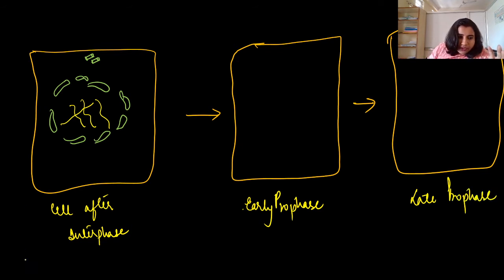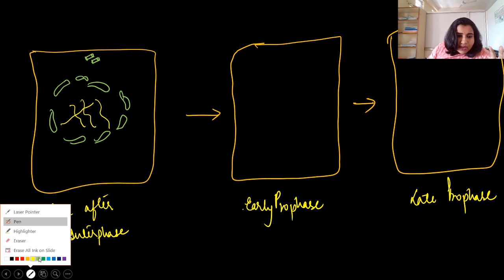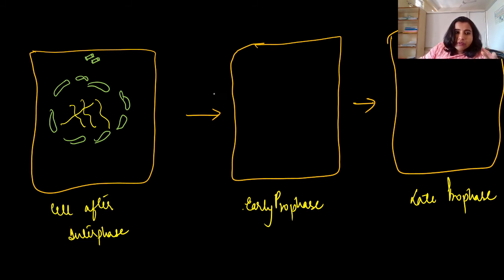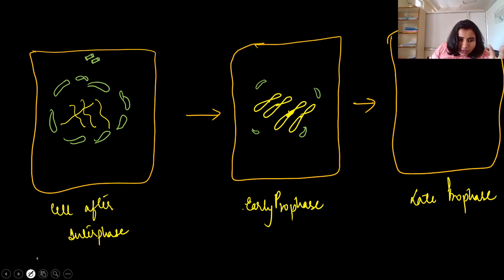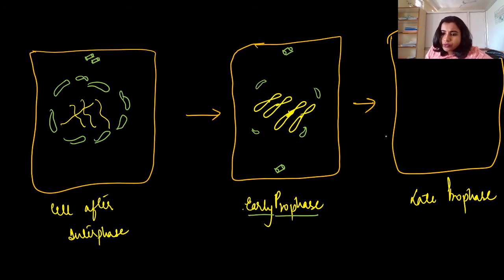So what are the changes here? You can see there is a disappearance of the nuclear membrane. So the nuclear membrane is disappearing, right? And chromosomes get condensed, like this, right? Now the centriole moves to the opposite pole. So one centriole will remain here, another will move to the opposite pole. This is what is happening in your early prophase, right? Next, move to the late prophase.